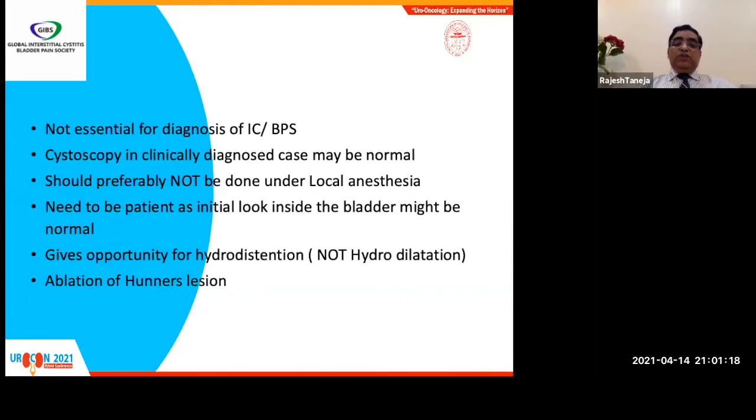So cystoscopy is not essential for diagnosis of ICBPS. In clinically diagnosed case, it may be just normal, and it should preferably not be performed under local anesthesia. It is painful to give more pain to the patient who is already suffering from bladder pain. And one needs to look into the bladder because sometimes the bladder may seem normal to begin with, but if you look for a longer period, you may find some stigmata there. And it gives an opportunity to do hydrodistension under anesthesia. And if you find Hunner's lesion, you can ablate them.